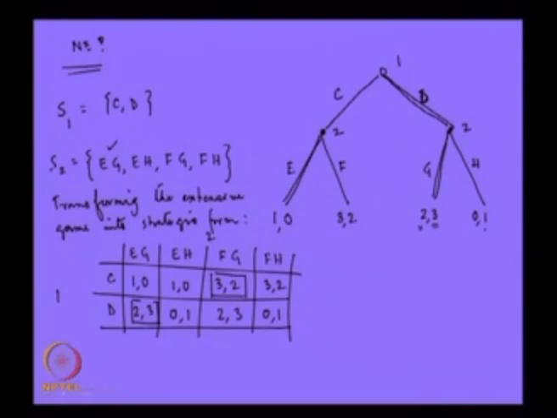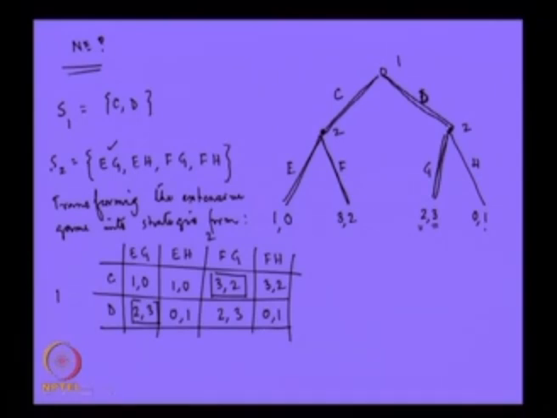This is a Nash equilibrium, CFG. This is a Nash equilibrium because if player 1 deviates and plays D, he is going to get 2, which is less. If player 2 deviates, he is going to get 0, which is less than 2. So, that is a Nash equilibrium.